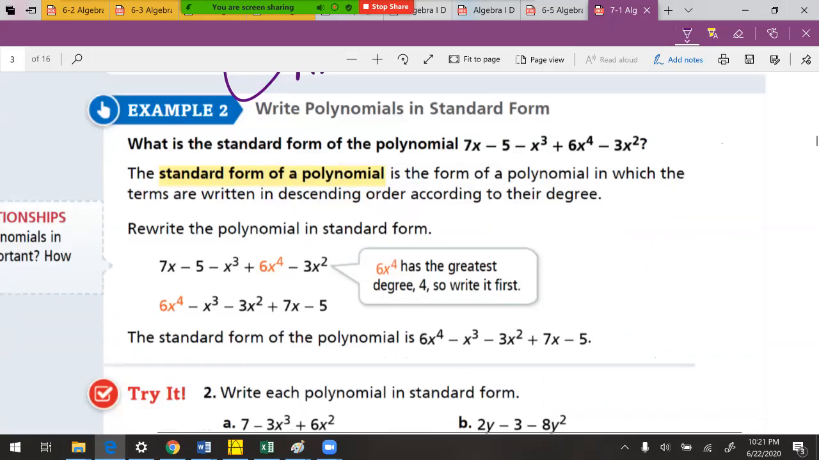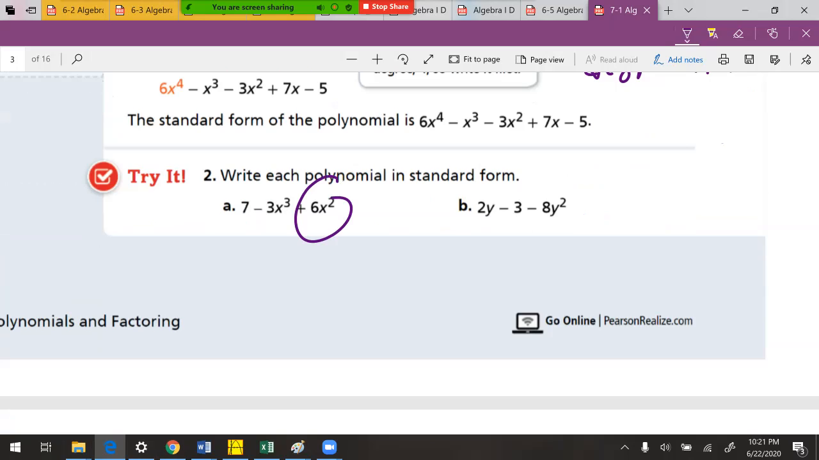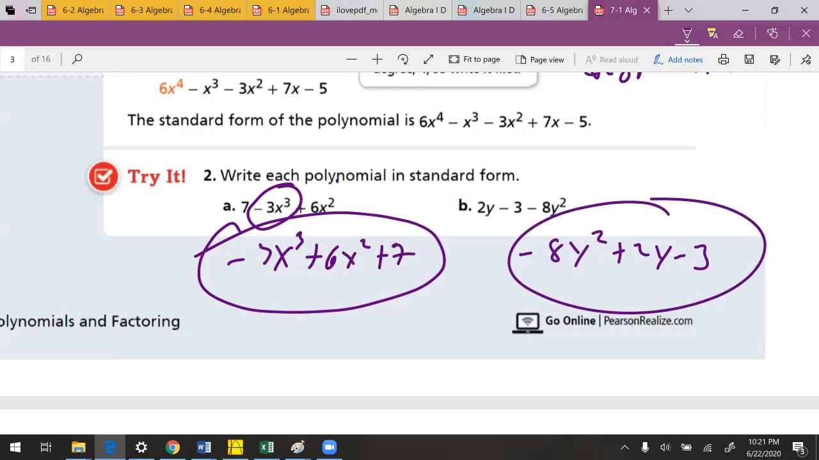Now we need to write them in standard form. Whenever you write them in standard form, we talk about the largest degree first. Let's look at this one here, for example. That's not the largest one. Actually, this is the largest degree. It's a number on top of the x, so negative 3x cubed plus 6x squared plus 7. How about this one? Negative 8y squared plus 2y minus 3, we got it. Let's put the degrees in order. Not the coefficients, the degrees. The number is not on top of the variable.